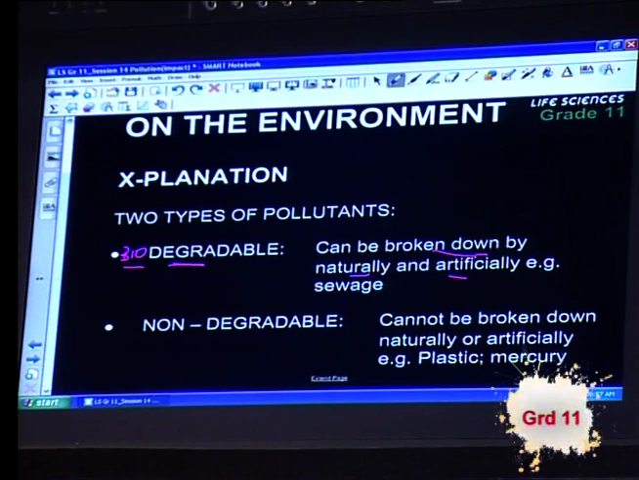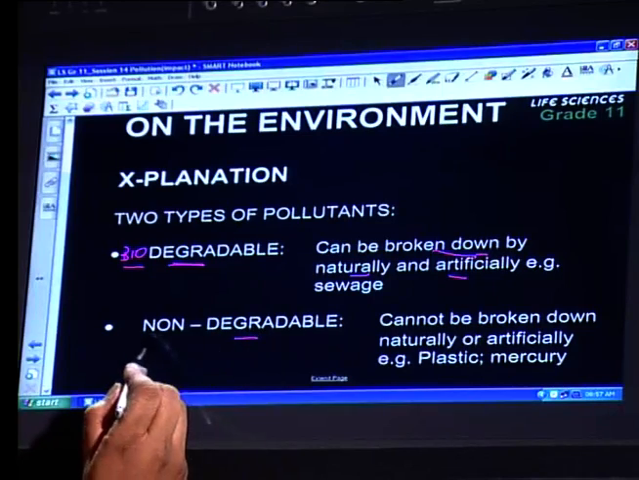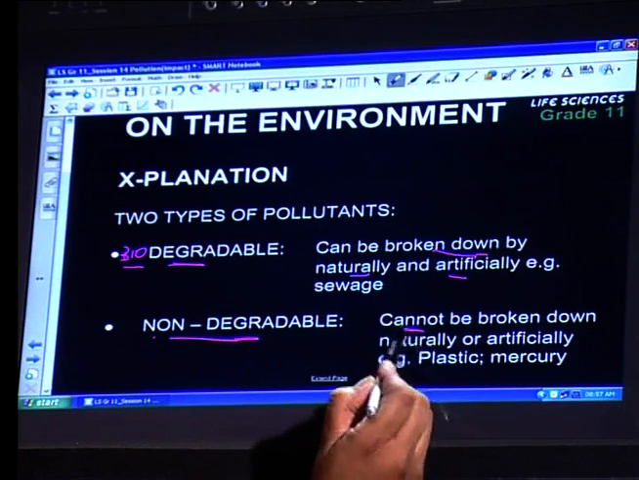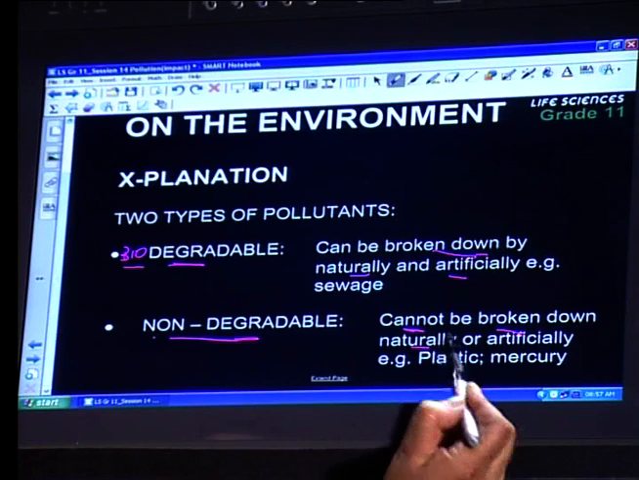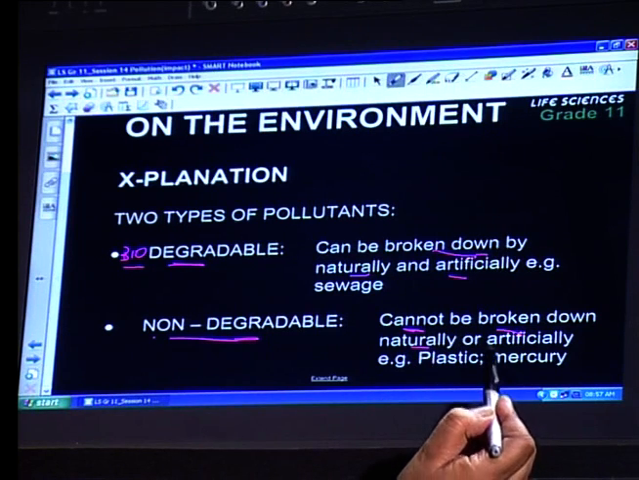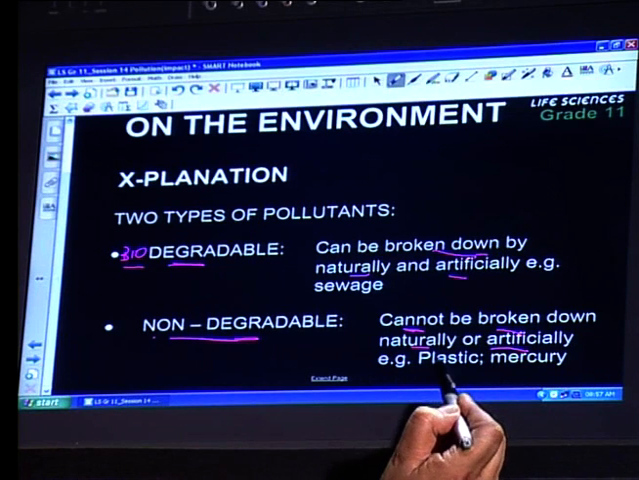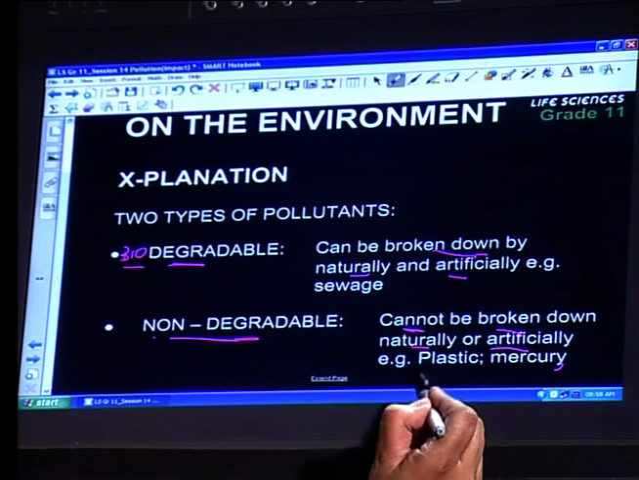Non-degradable simply means when something cannot be broken down either artificially or by bacteria. For example, plastic. It is the biggest polluter. Plastic, polystyrene, they cannot be degraded or broken down in the environment. Therefore, they serve as a permanent source of pollution. Let's look at non-degradable. It cannot be broken down either naturally, that's by bacteria or sunlight, or artificially. Example, plastic and mercury, even polystyrene.